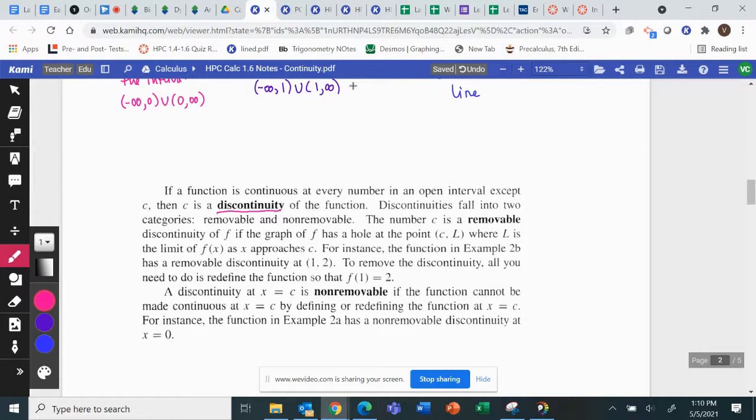Discontinuities fall into two categories, removable and non-removable. So it is a removable discontinuity if it is a hole. Okay. It is non-removable if there's something like a jump or a break or an asymptote. Yes.